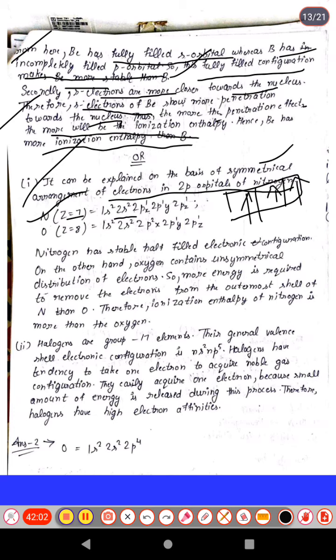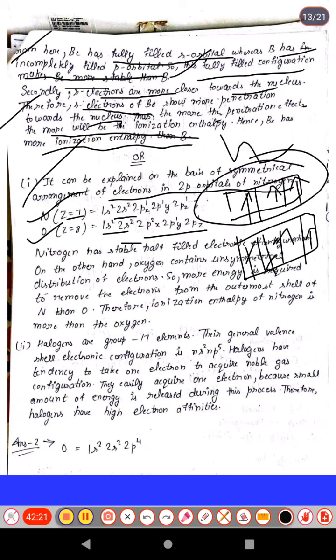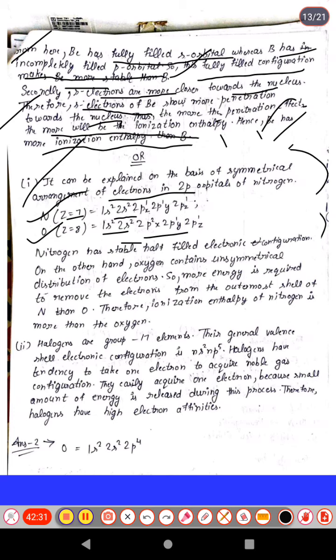And in case of oxygen, atomic number 8, the configuration is 1s2 2s2 2p4. This is not a half filled, not a fully filled structure. As we know, half filled and fully filled electronic configurations are more stable than other structures. So due to that, nitrogen has a stable half filled electronic configuration.